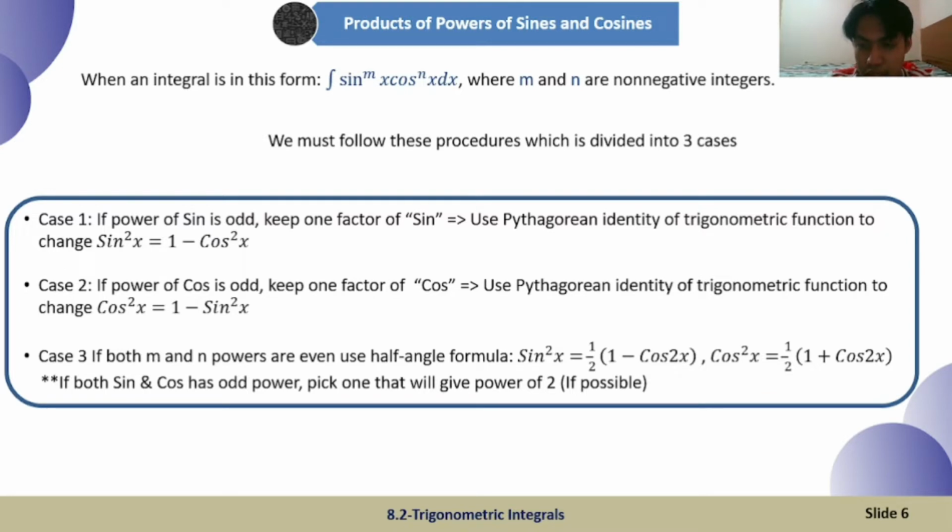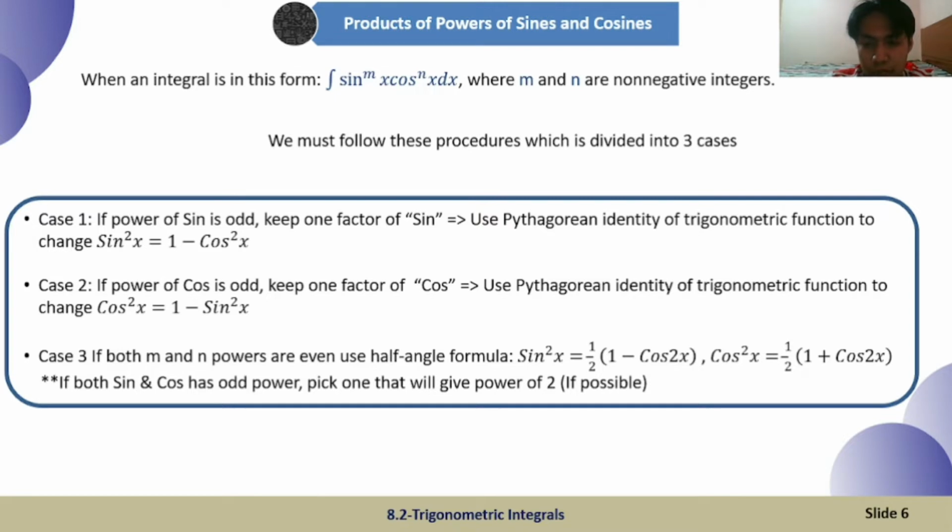Case 3 is when both m and n powers are even. Then we use the half angle formulas, which are sine squared x equal to 1 over 2 multiplied by 1 minus cosine 2x, and for cosine we have cosine squared x equal to 1 over 2 multiplied by 1 plus cosine 2x.